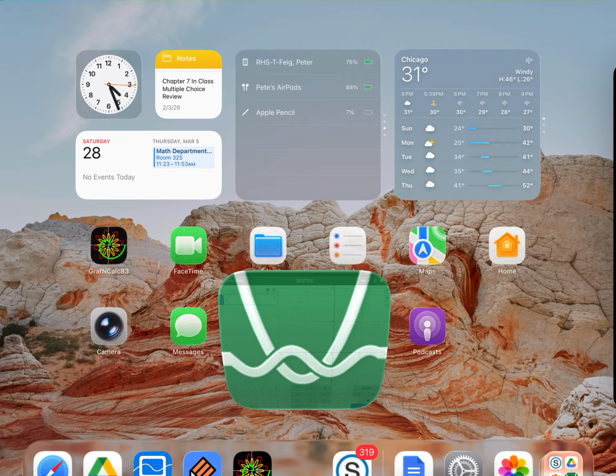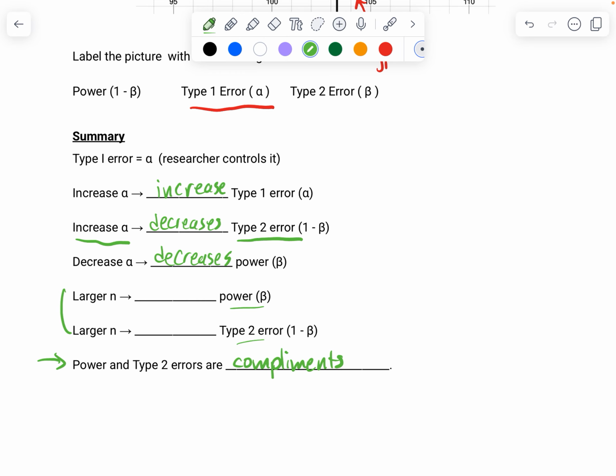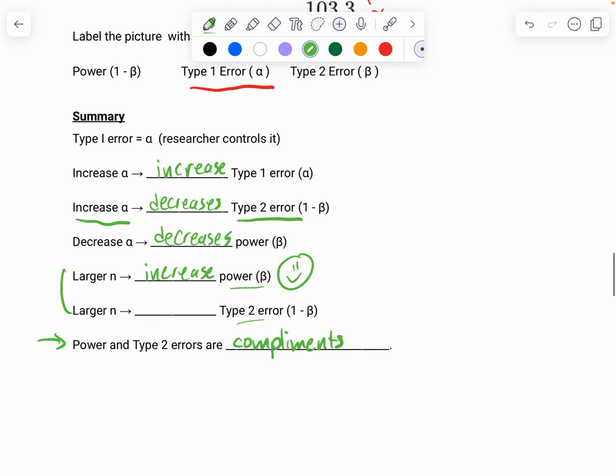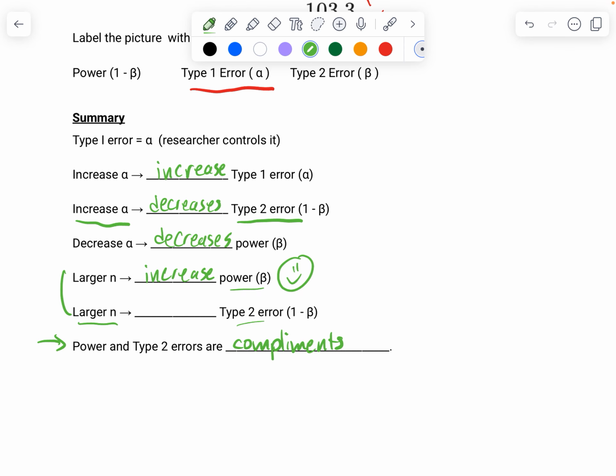No, wrong button. I'm all over the place. So a larger N increased the power, and that's good. You want good power. Remember, power is correctly rejecting the null. If you increase N, what happened to a type 2 error? Well, hey, remember, these two things are complements. So if the power went up, the type 2 error went down. So it decreased.